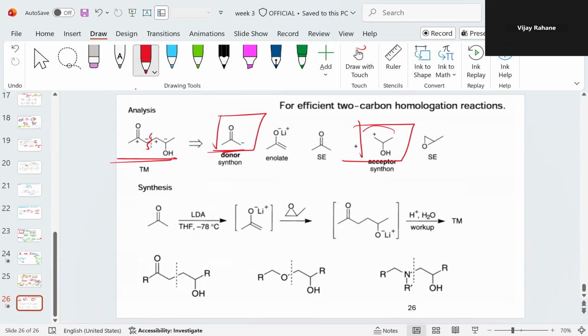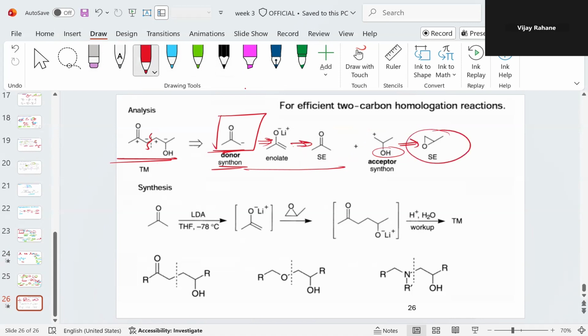So how can this be achieved? This can be achieved from the simple acetone molecule, right? Or from the enolate, or from the acetone. So these are basically the synthetic equivalents for this donor synthon. Now, what is the second part we get from this one? We get the second part, that is the cation which has the hydroxy group. So this is positive, and we can achieve this from this synthetic equivalent, that is the epoxide.